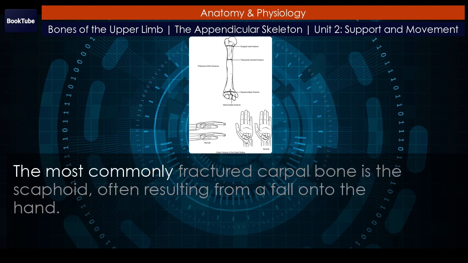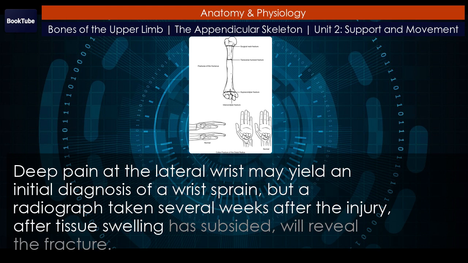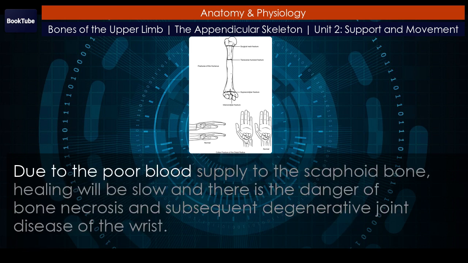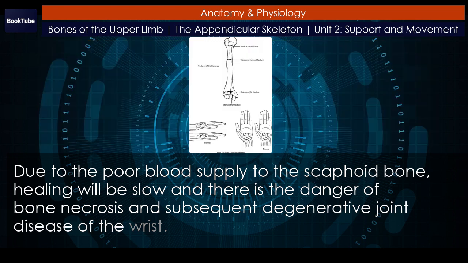The most commonly fractured carpal bone is the scaphoid, often resulting from a fall onto the hand. Deep pain at the lateral wrist may yield an initial diagnosis of a wrist sprain, but a radiograph taken several weeks after the injury, after tissue swelling has subsided, will reveal the fracture. Due to the poor blood supply to the scaphoid bone, healing will be slow and there is the danger of bone necrosis and subsequent degenerative joint disease of the wrist.